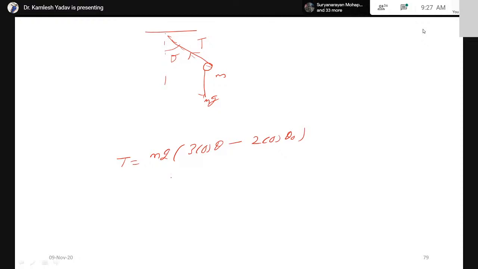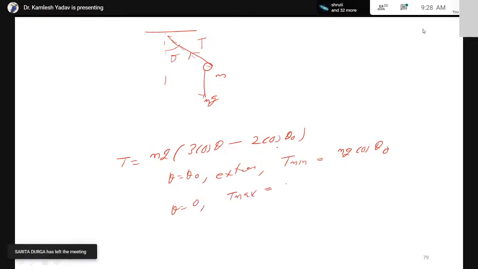If theta is at theta naught, at the extreme position, suppose there is some angle, then if you substitute this value at the extreme position, this becomes the minimum tension, and this is equal to mg cos theta naught. Okay, if you calculate at the mean position, theta is equal to 0, then this becomes maximum, and that is equal to mg(3 minus 2 cos theta naught).